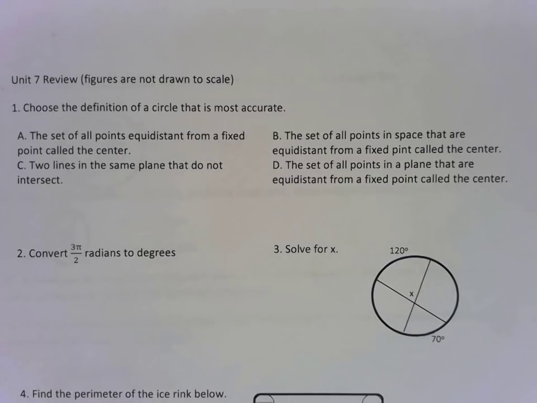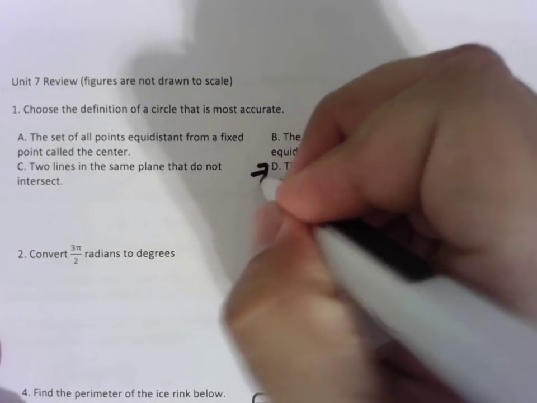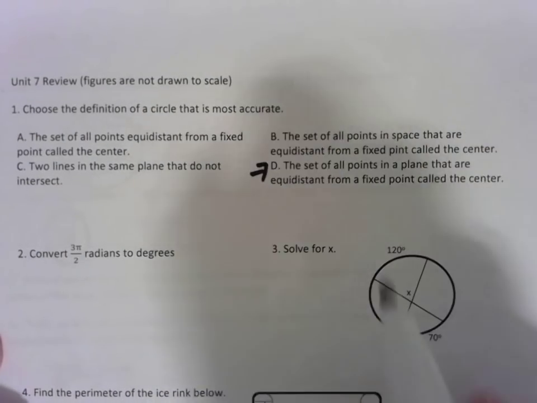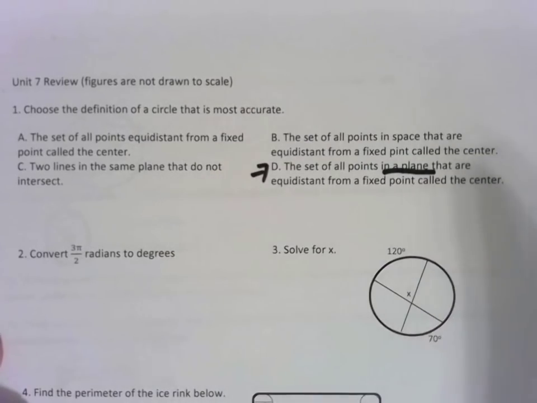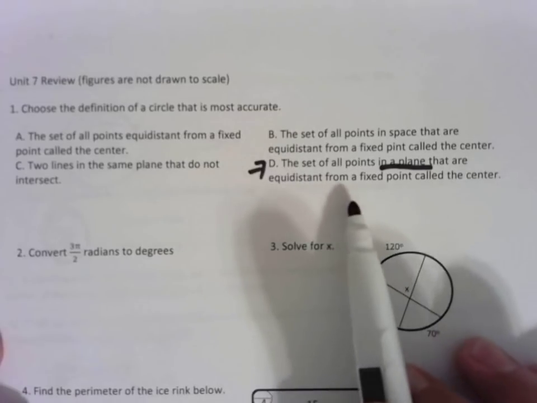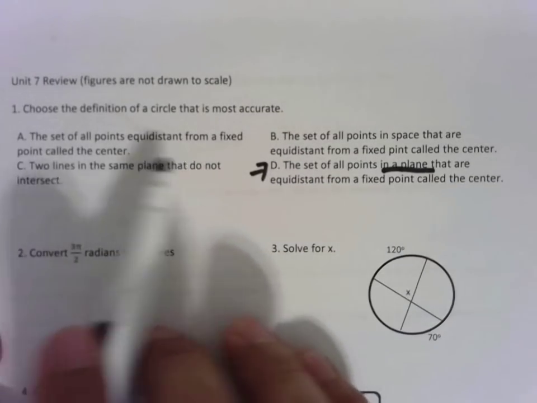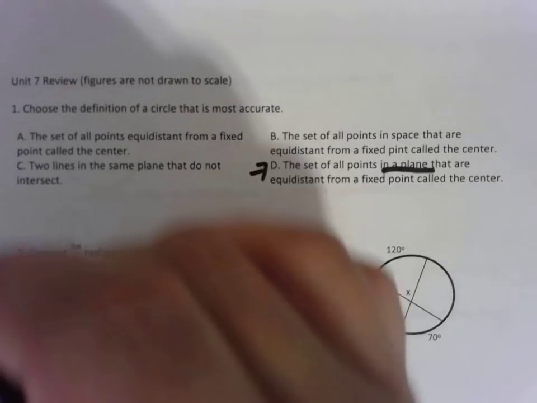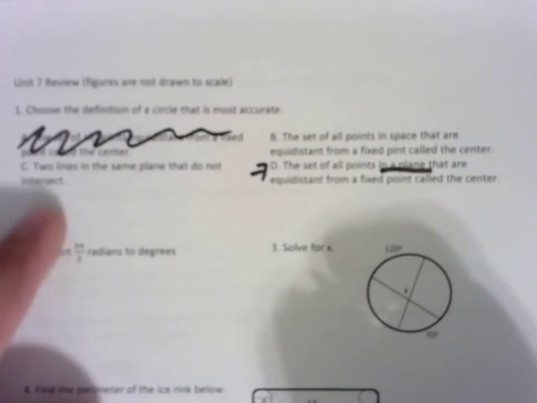Number one, choose the definition of a circle that is most accurate. I'm going to tell you why all of these are wrong except for D. D is your right answer. D, you need to find the set of all points in a plane. You must see those words, in a plane, that are equidistant from a fixed point called the center. A, the set of all points equidistant from a point called the center. You don't know where that is. It's not in a plane. It's not in space. You don't know where it is.